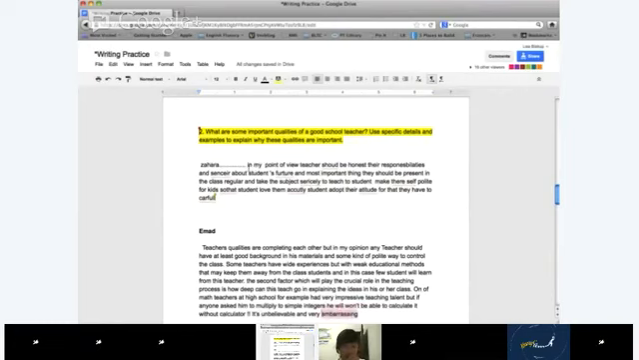In my point of view, teachers should be honest, responsible, and sincere about the student's future. And the most important thing, they should be present on time in class on a regular basis, and take the subject seriously to teach the students. Make themselves polite to the kids so that students love them. Actually, students adopt their attitude, so they have to be careful.